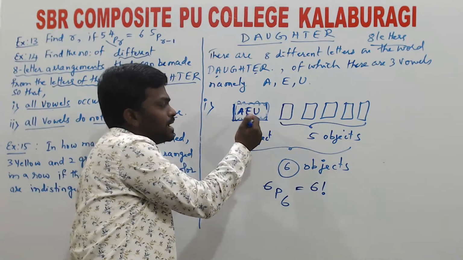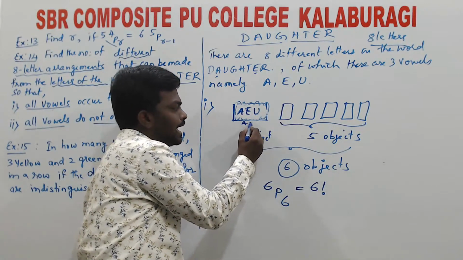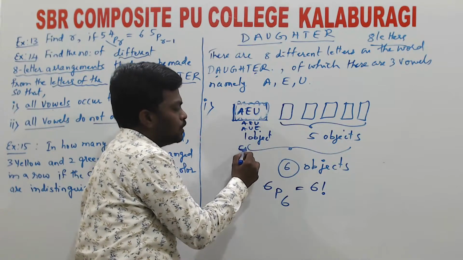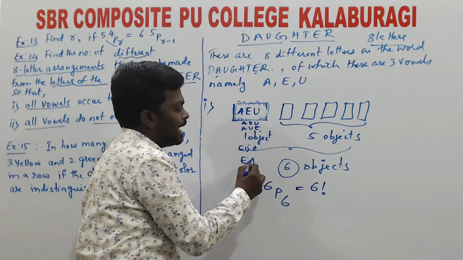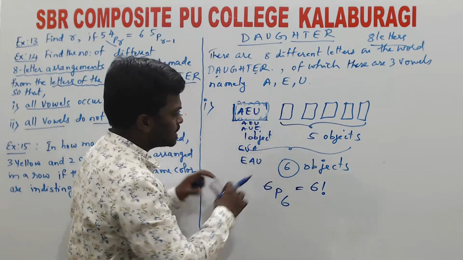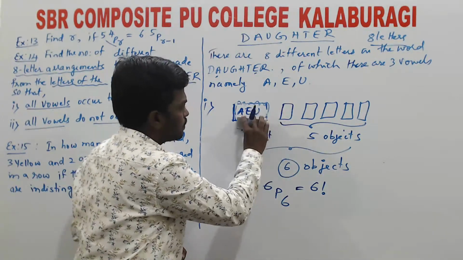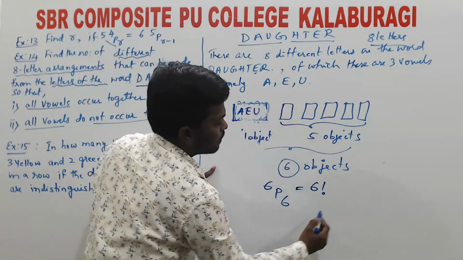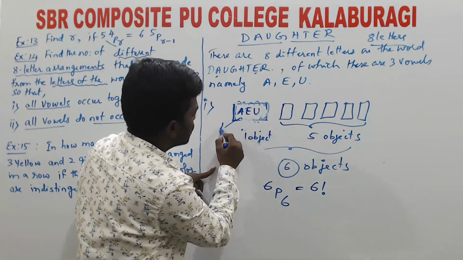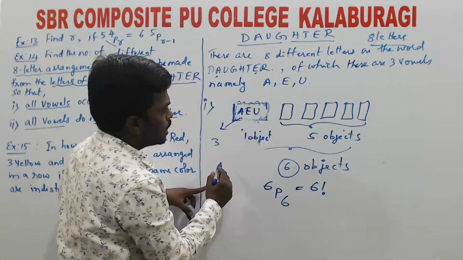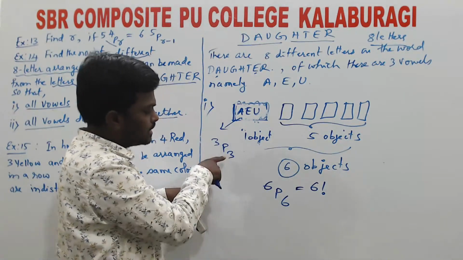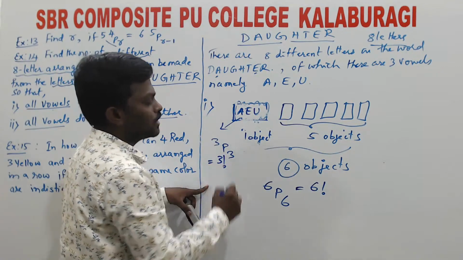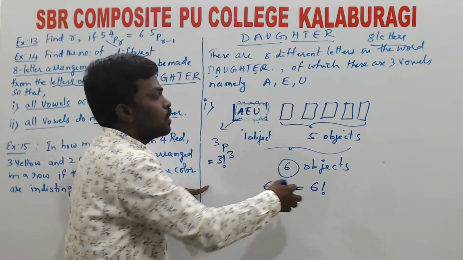Those letters can be arranged among themselves also. AEU, AUE, EUA, EAU. So in such way we can arrange them, right? So how many are there here? Three, right? So in this box, how many we have? Three. So we are arranging them among three places. So it's nothing but 3P3, 3 factorial, right, students?